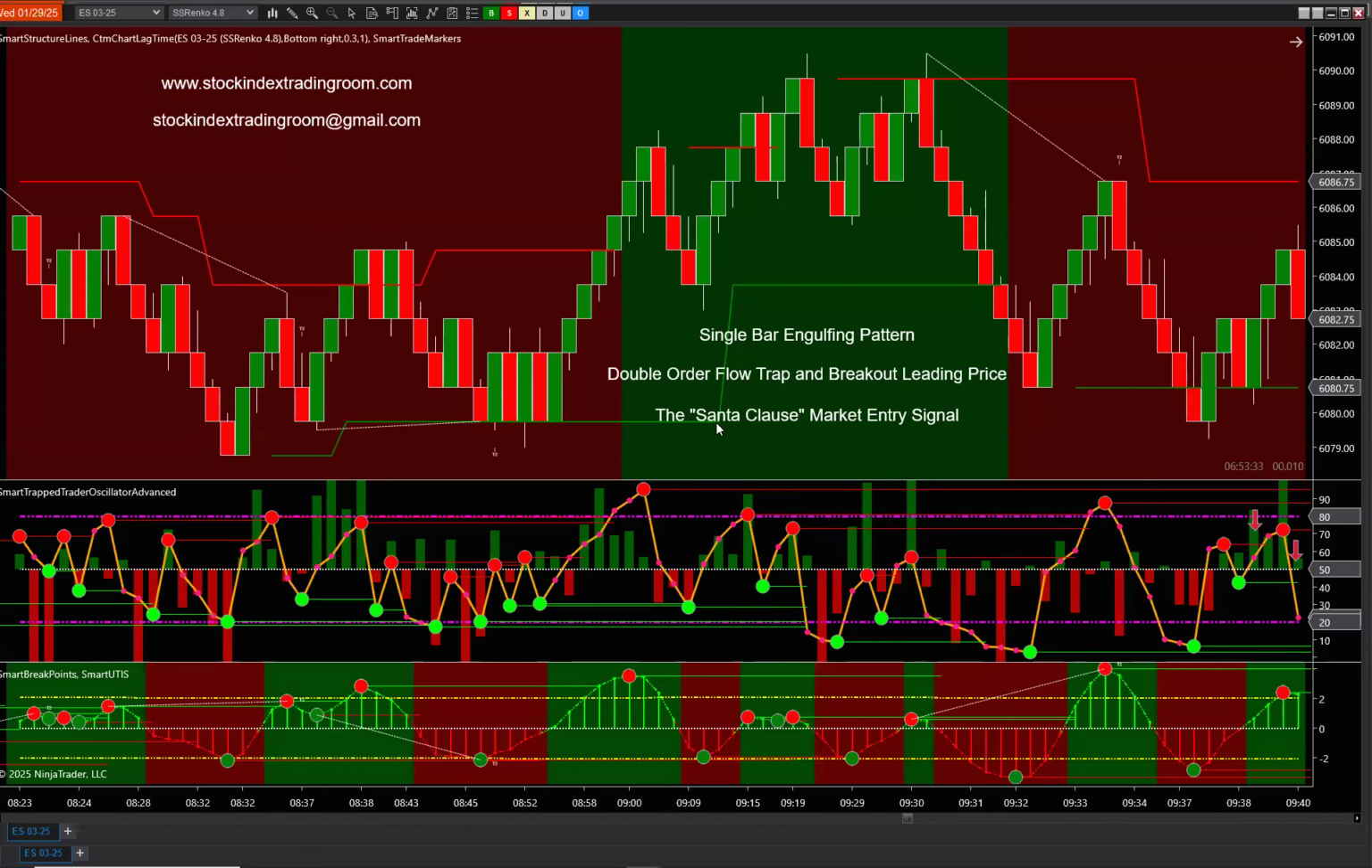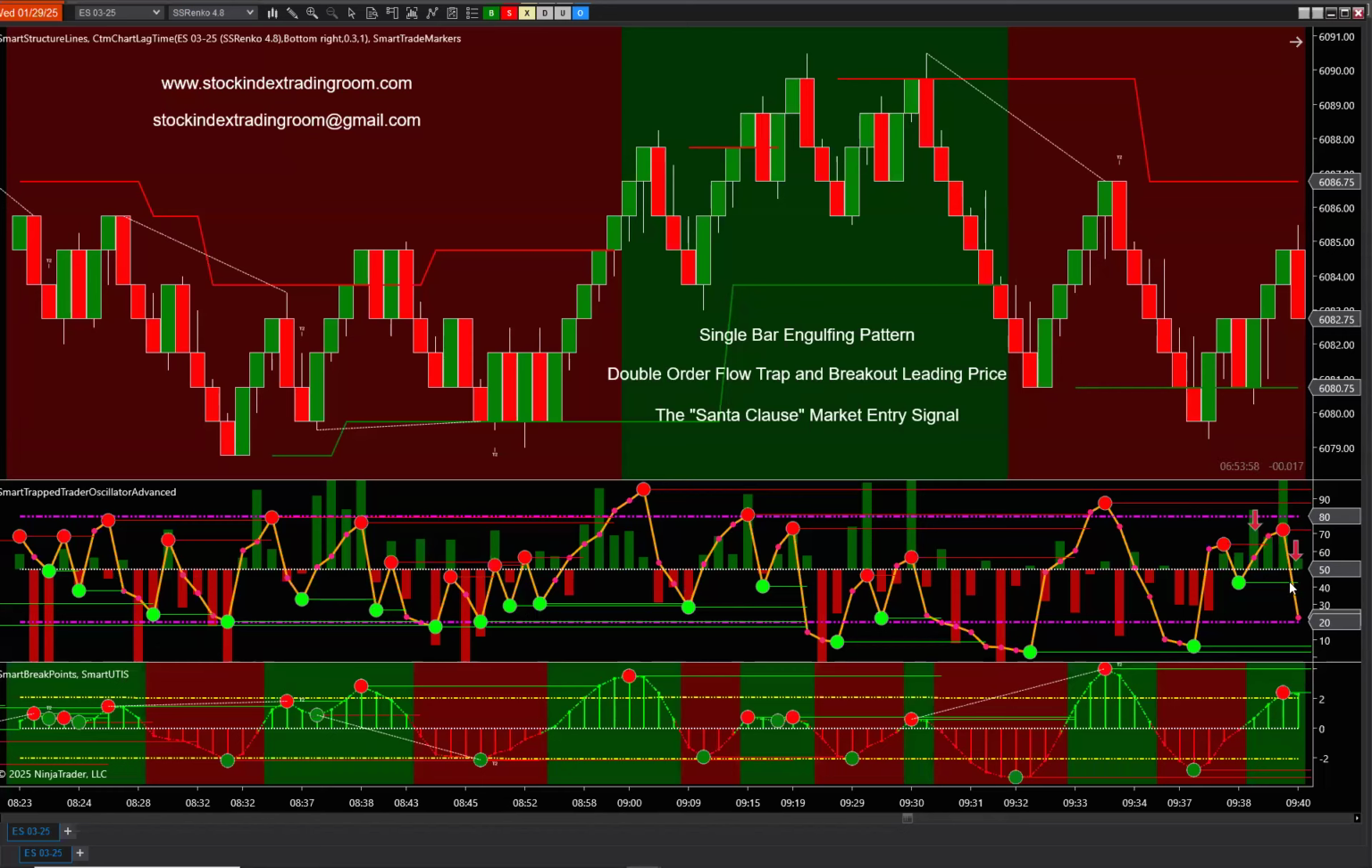We call this Santa Claus. It breaks through red and green smart breakpoint order flow. This is order flow resistance. This is order flow support. And you'll see instances where the market is being supported or resisted by order flow, and the market continues in that direction pretty much across the board.